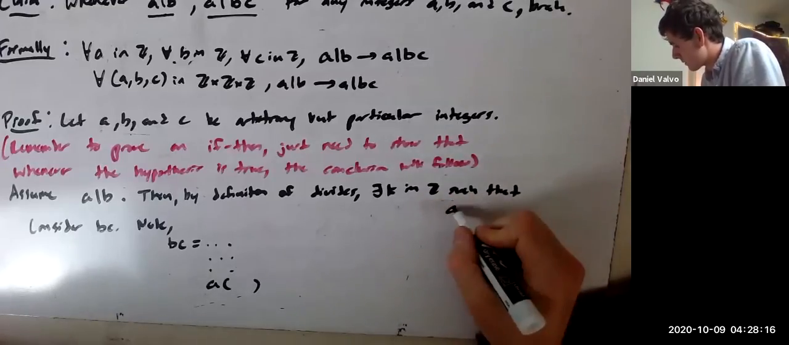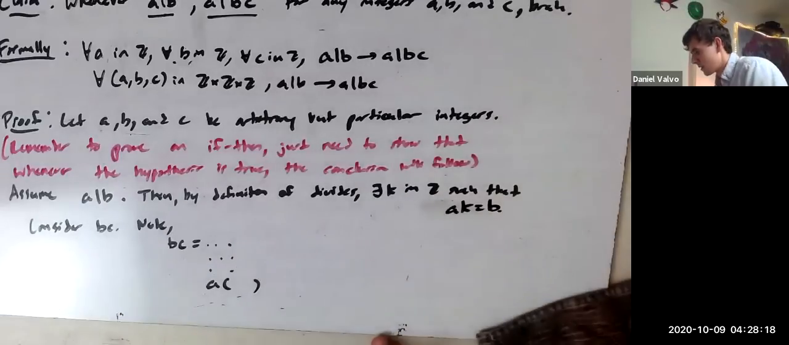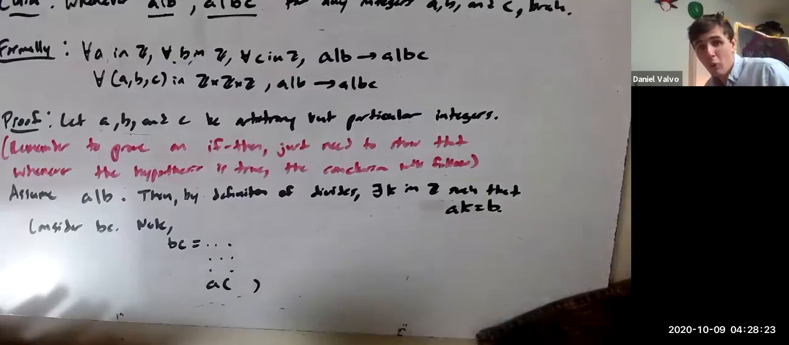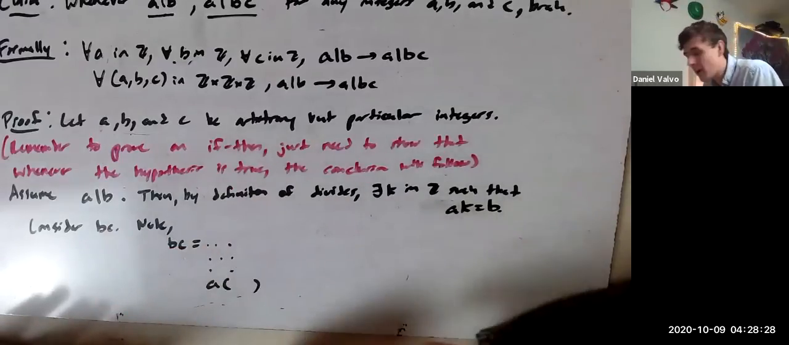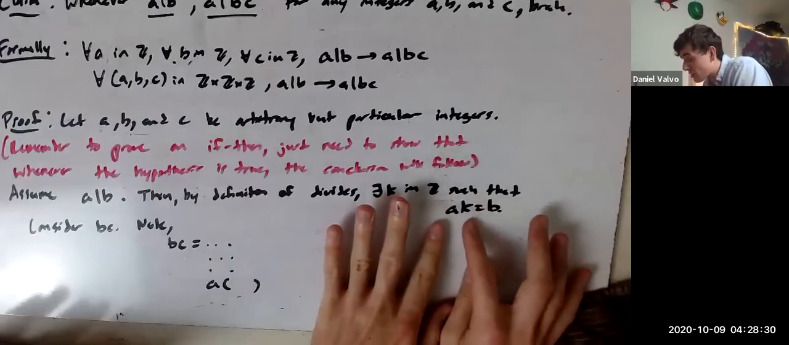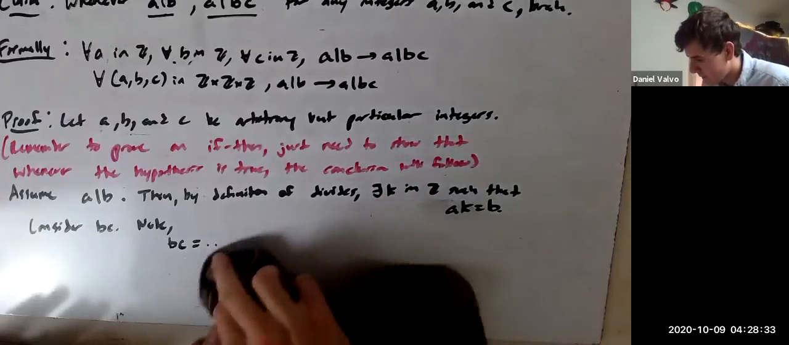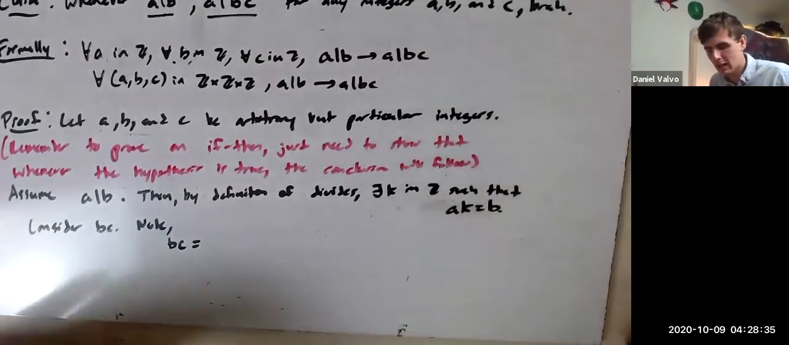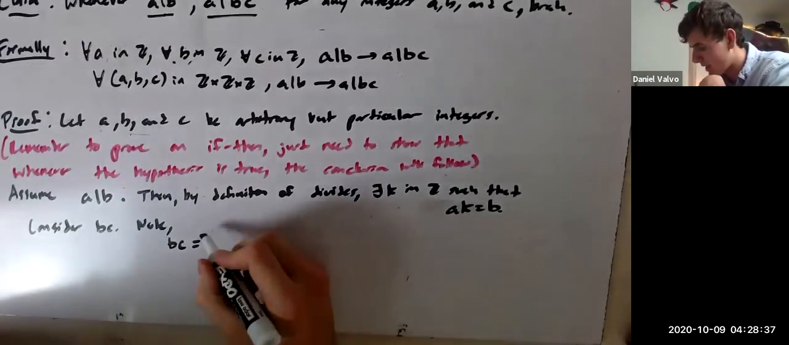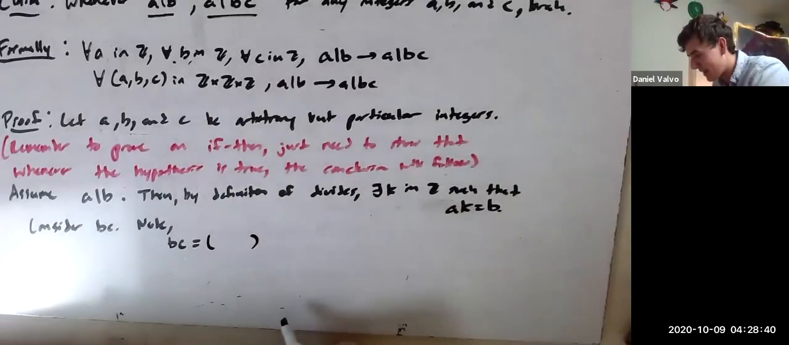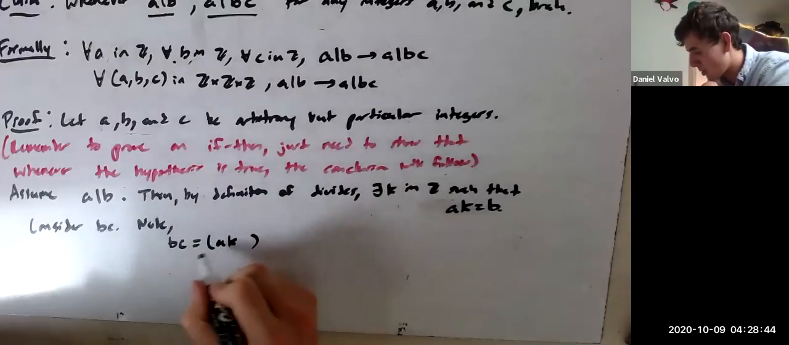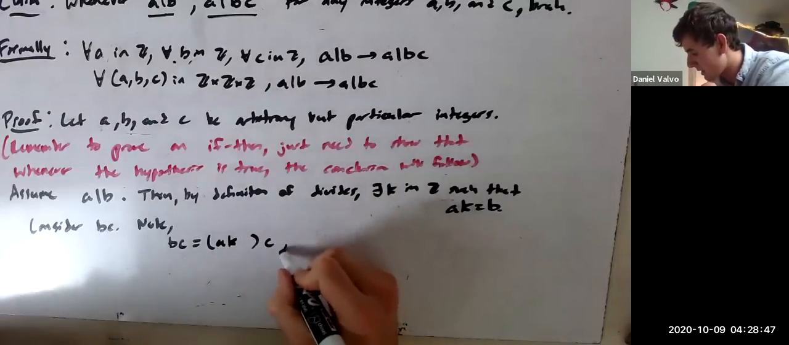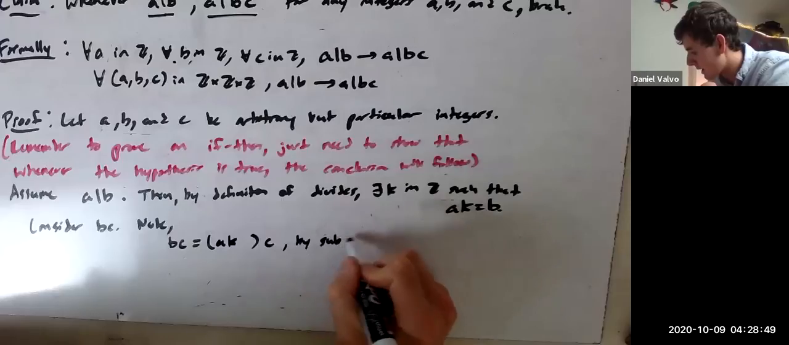All right. Now that gives us something to grab onto, right? Well, this is the truth value, but this gives us some numbers to play with, right? We know there's an integer K. Let's play with it. So then note BC. Now the only thing we have to do is substitute what we know for B. So we know B is AK. So BC equals AK times C by substitution.